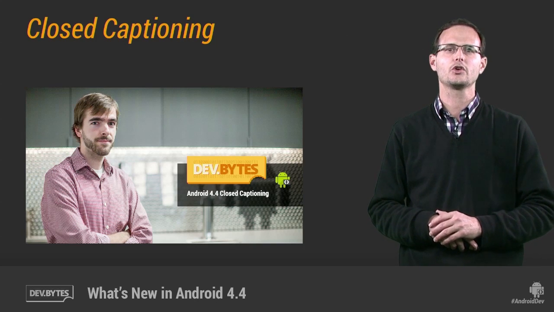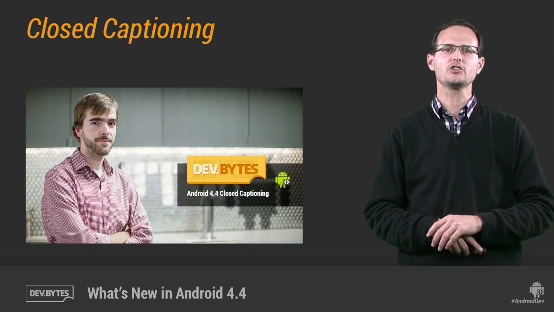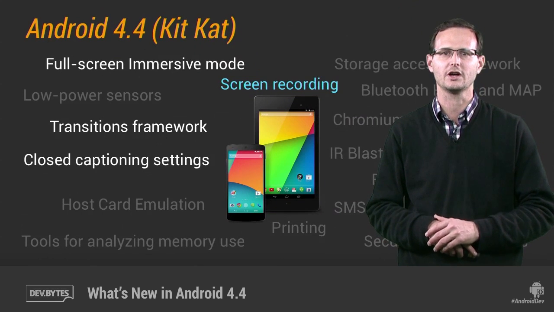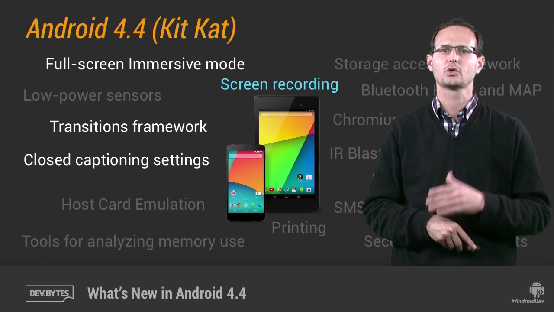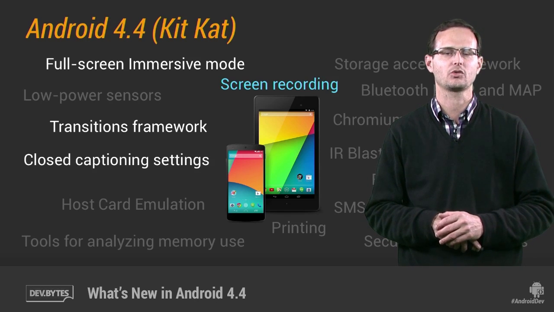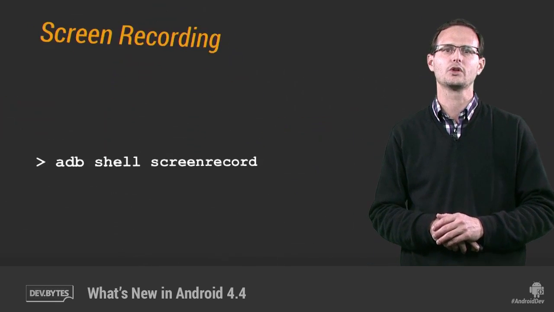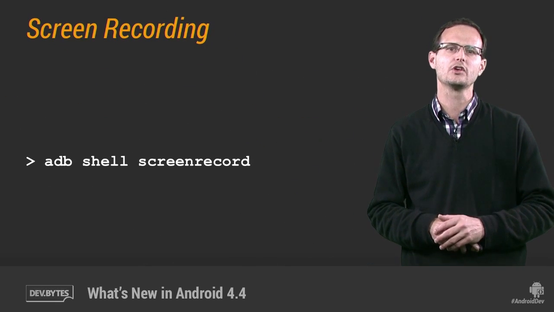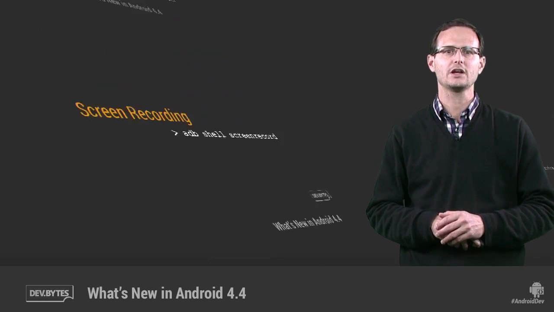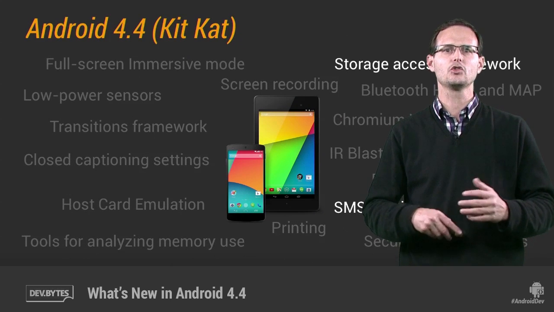If you've ever tried to record a demo of your app by holding a video camera very steady, you'll appreciate the new screen recording tool that lets you capture video as you use the device and store it as an MP4. You can record at any device-supported resolution and bitrate, and the output retains the aspect ratio of the display. You can access screen recording through the ADB tool, calling adb shell screenrecord, or through the DDMS panel in Eclipse or Android Studio.